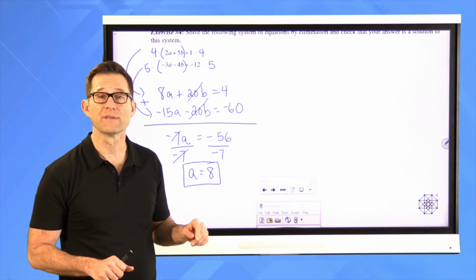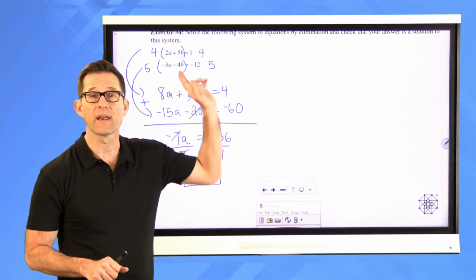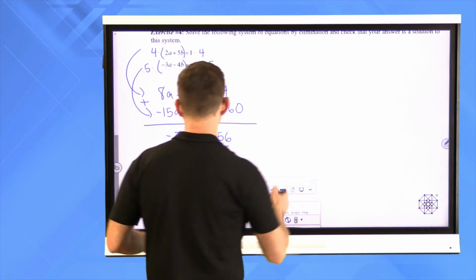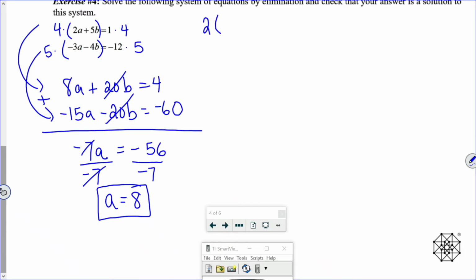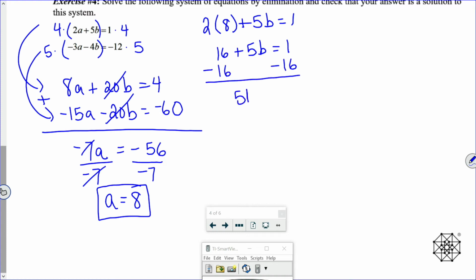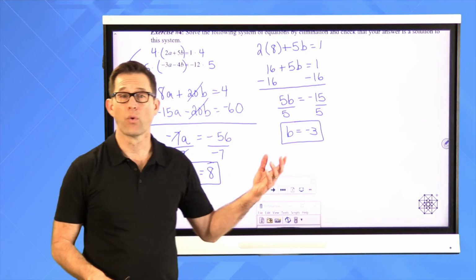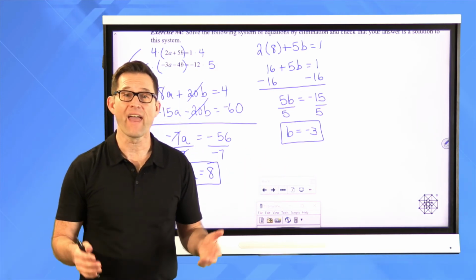Now, I still have to go on and solve for b, so I'm going to take a equals 8 and I'm going to throw it back into my first equation. Again, doesn't really matter. So I'll have 2 times 8 plus 5b is equal to 1. 16 plus 5b is equal to 1. Subtract 16 from both sides. 1 minus 16 is negative 15. Divide both sides by 5. And negative 15 divided by 5 is negative 3. All right.